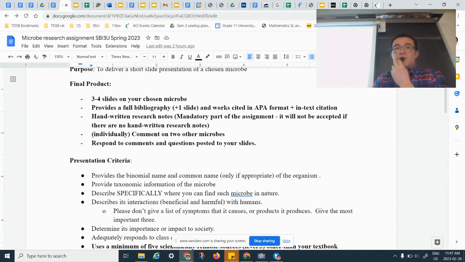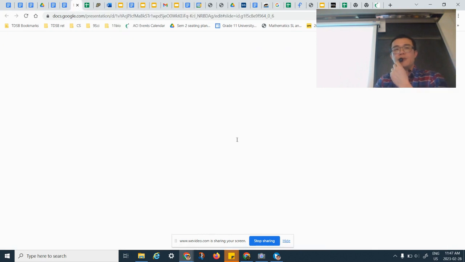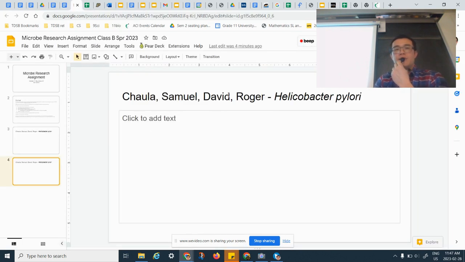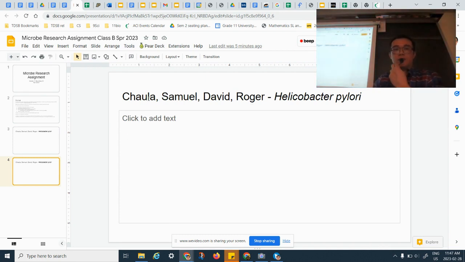Any questions so far? Now this part is individual. You will individually comment on 2 other microbes. For example, here, Charles, Samuel, David, and Roger will make their 3/4 slides on Helicobacter pylori, okay, and the bibliography. They will make that as a group. But Chala will herself look through all the other people's slides and make comments, okay?